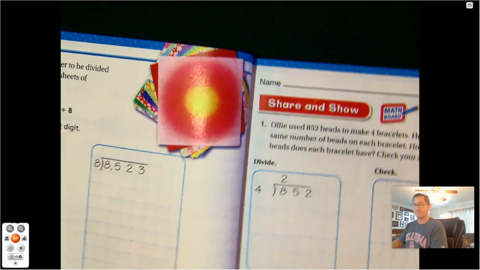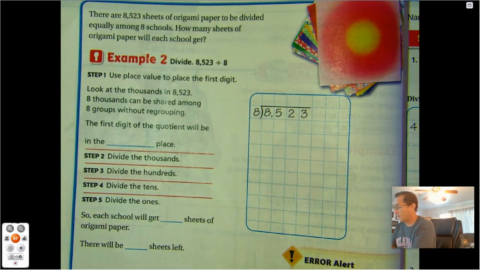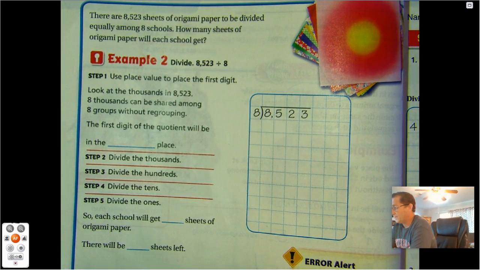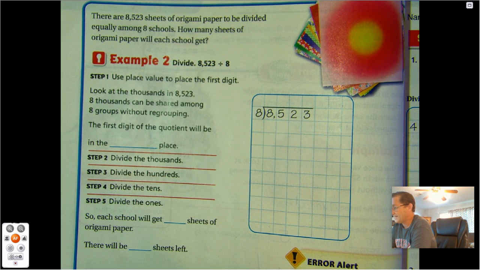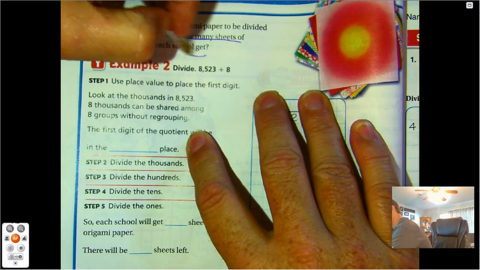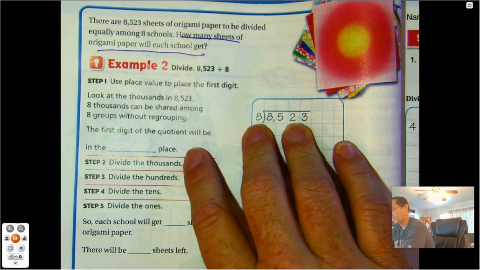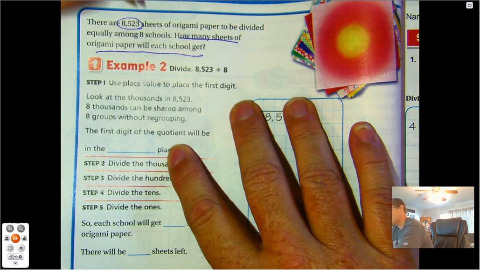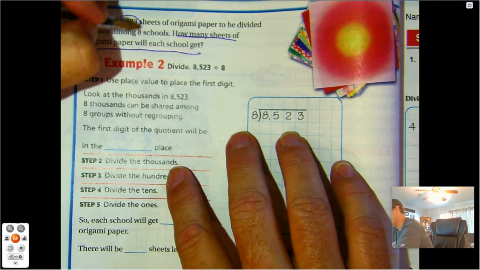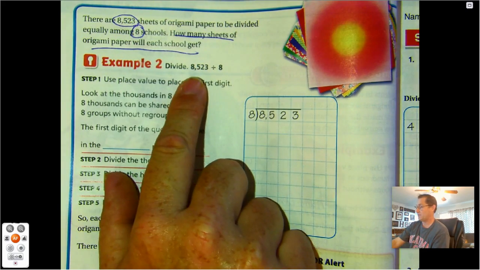Okay, so page 186. There are 8,523 sheets of origami paper to be divided equally among 8 schools. How many sheets of origami paper will each school get? So our question is, what we need to find out, right? How many sheets will each school get? We have 8,523 to share, and we have 8 schools. So the dividend is 8,523, and our divisor is 8.